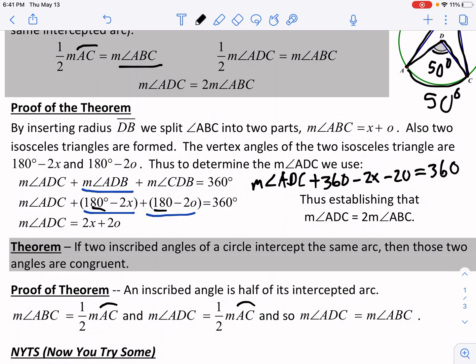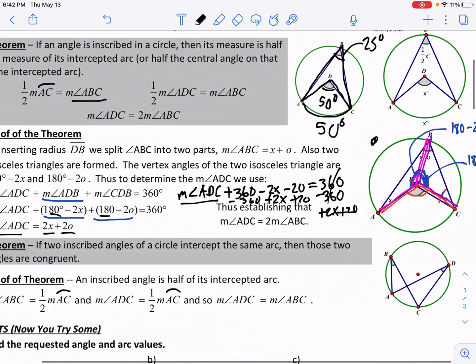Okay, well, if we subtract 360 from both sides, it would go away. And then if we add 2x and add 2o to the other side, if we move those guys to the other side, we're going to end up with the measure of ADC by itself and 2x plus 2o on the other side, okay? Now, they say, thus that establishes that the measure of ADC is twice the angle ABC, okay? Well, let's just check that, okay?